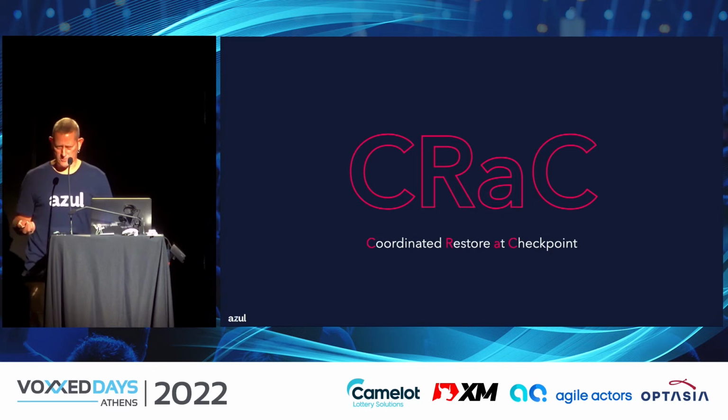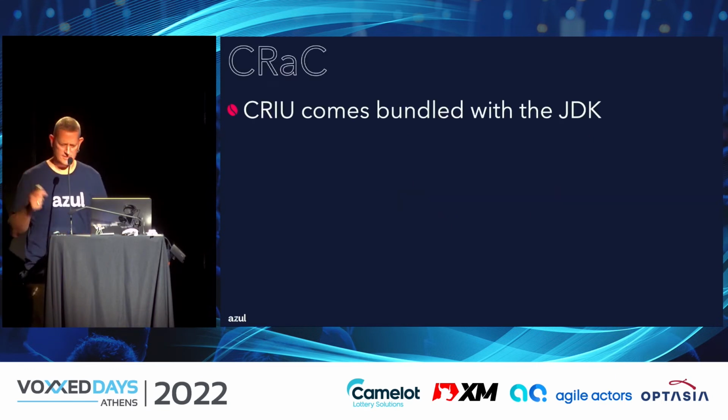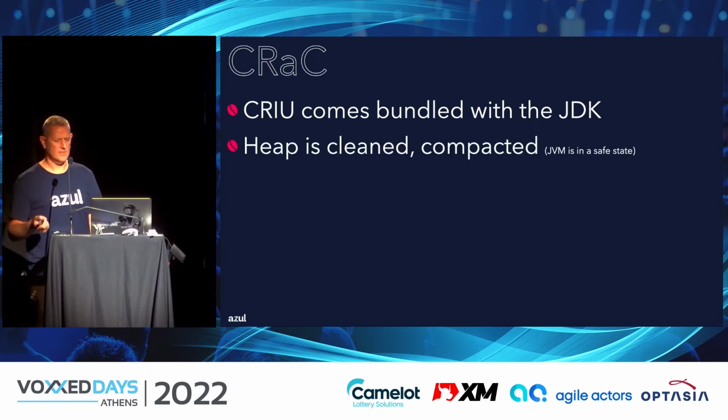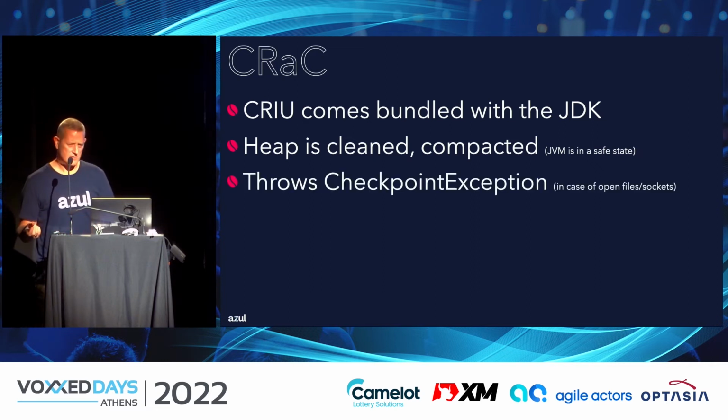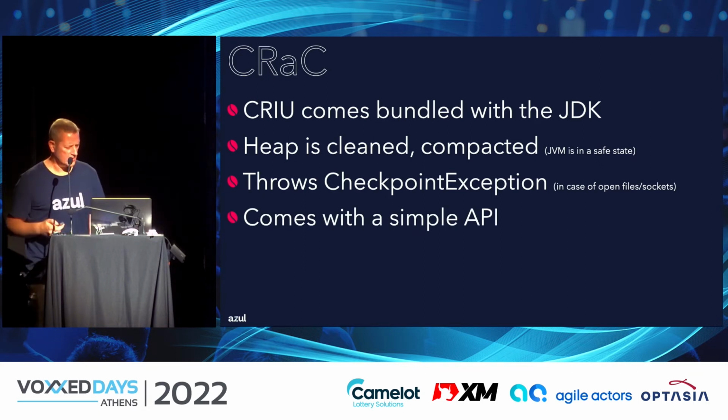Okay, that leads me to CRaC. It sounds cool, but it's just Coordinated Restore at Checkpoint. And the main thing is the coordinated. So CRaC, this project, this library, comes bundled with the JDK to make sure that we always have the same state. The heap is cleaned and compacted, right? So the JVM is in a safe state before we create the checkpoint. And it throws checkpoint exceptions, which means if you forget to, let's say, close a file, it will tell you: this didn't work because there was still a resource open in a file. And it comes with a pretty simple API. We will take a look at that in a minute.